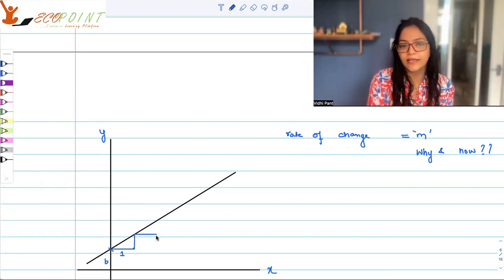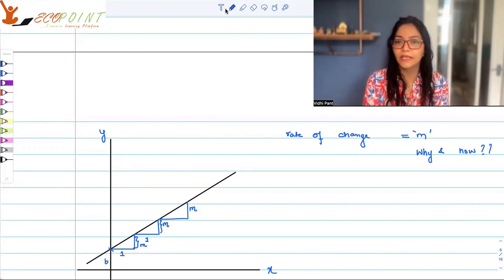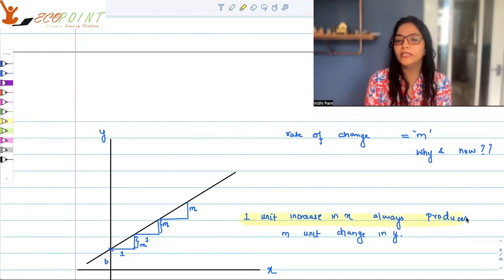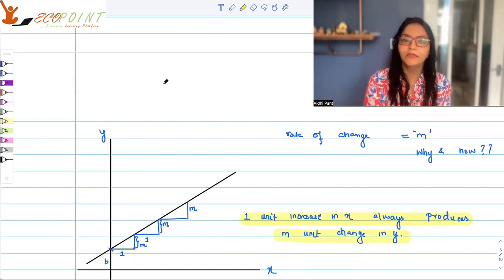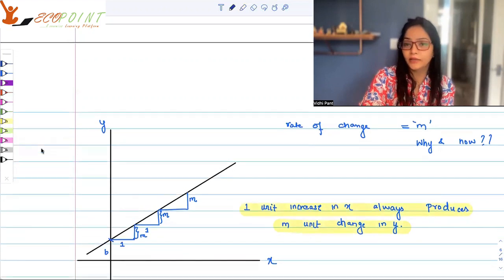If you take the same length here, that is again 1 unit, you will observe that exactly the same length occurs here. And this length is nothing but m. There's a jump of amount m. If there's a jump in x of amount 1, there's a jump of amount m in y. That's what is happening every time. Formally speaking, a 1 unit increase in x is always producing m unit change or increase in y in this case.